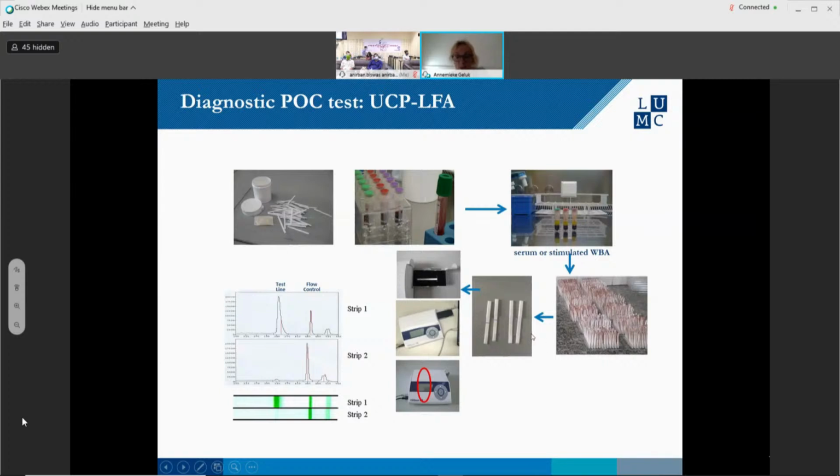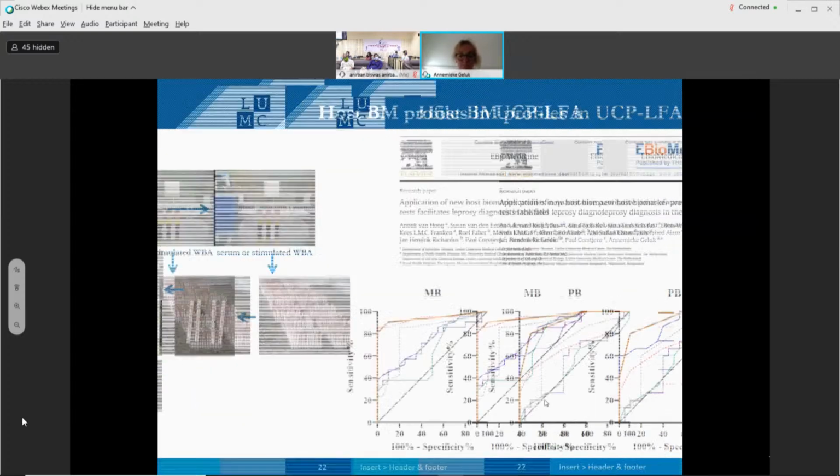And we analyzed them in a so-called UCP reader, which is custom made for the UCP and gives a readout here. But it's a portable reader, so you can use it in the field, and you can later on connect it again to a laptop to store your data.